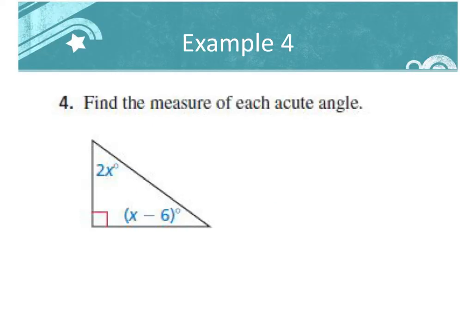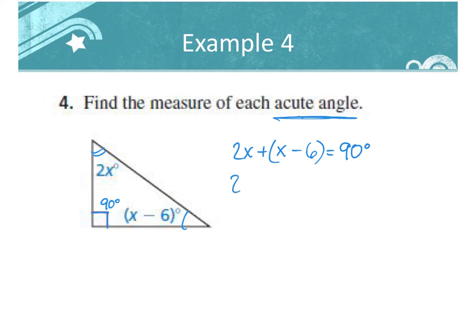All right, last example. It says find the measure of each acute angle. Well, the one angle that is not acute is this right angle, this 90 degrees. So we're obviously trying to find this angle and this angle. Remember, if it's a right triangle, you know that the 2 acute angles need to be complementary. So we need to do 2x plus x minus 6 is going to be equal to 90 degrees.